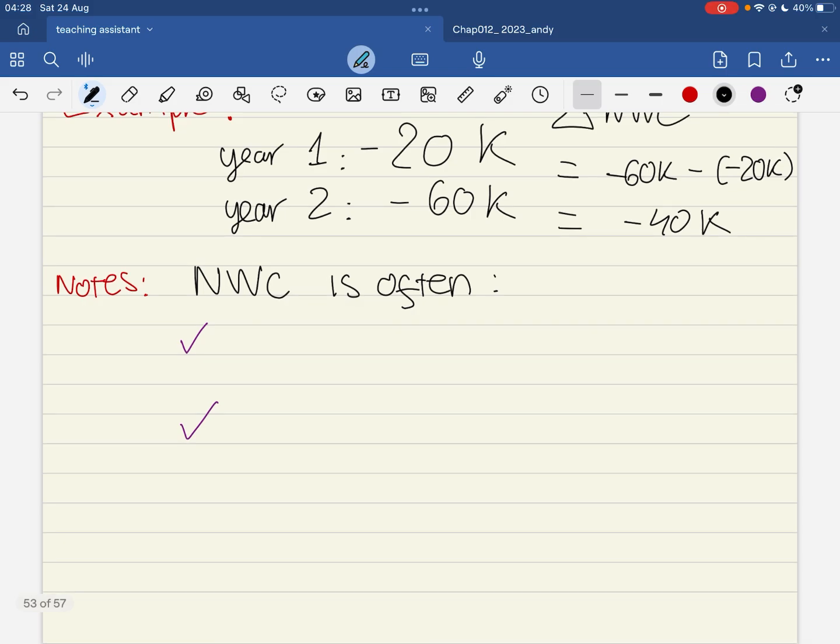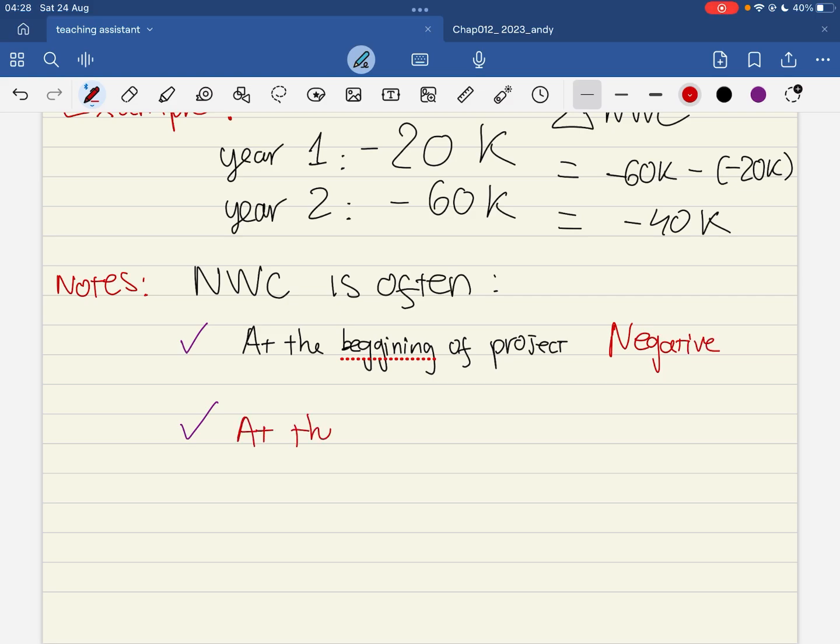One more thing we need to take note about net working capital. The first thing is that at the beginning of the period, at the beginning of the project, the net working capital is often a negative number. And at the end of the project, net working capital is often recovered.